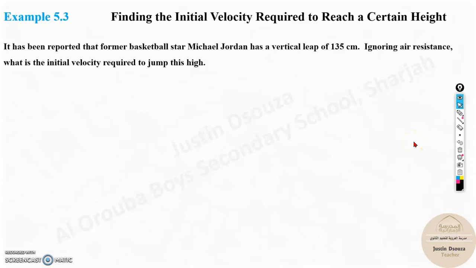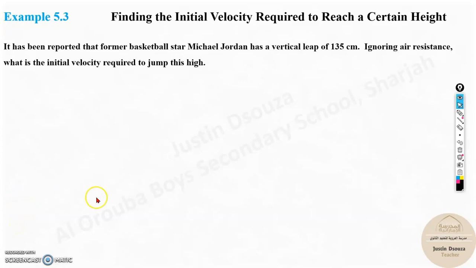Now we have a real world problem to find the initial velocity required to reach a certain height. We have the problem here. It has been reported that former basketball star Michael Jordan has a vertical leap of 135 centimeters. Ignoring air resistance, what is the initial velocity required to jump this high? Now over here, we have been told the maximum height is 135. What is the velocity required to jump this high?